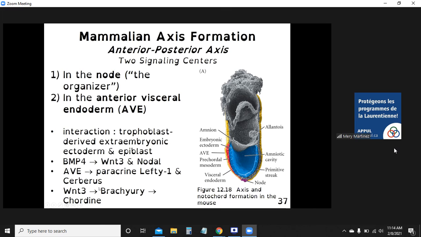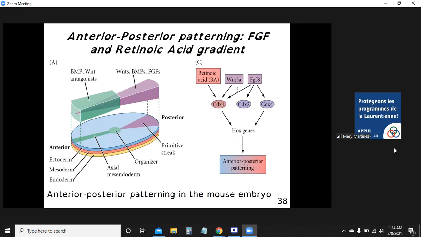Once formed, the node will secrete chordin and noggin. And this is the same as we saw that was expressed in the organizer tissue of the frog. So let's see in this figure. So this is the posterior part, this is the anterior part, this is dorsal, and this is ventral. Okay? So the head region normally is devoid of nodal signaling.